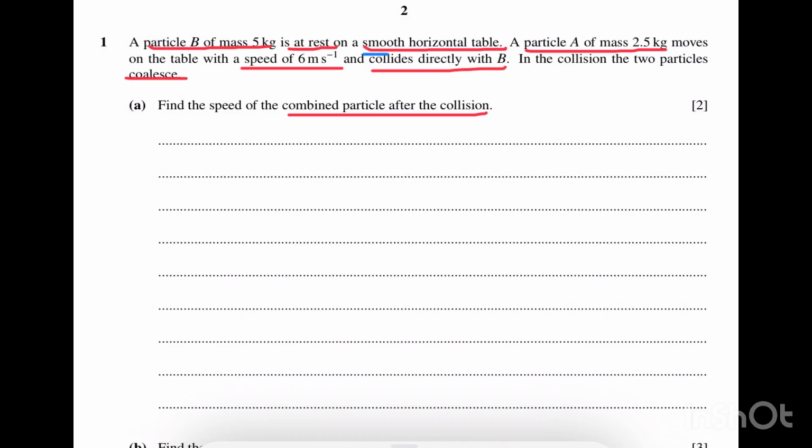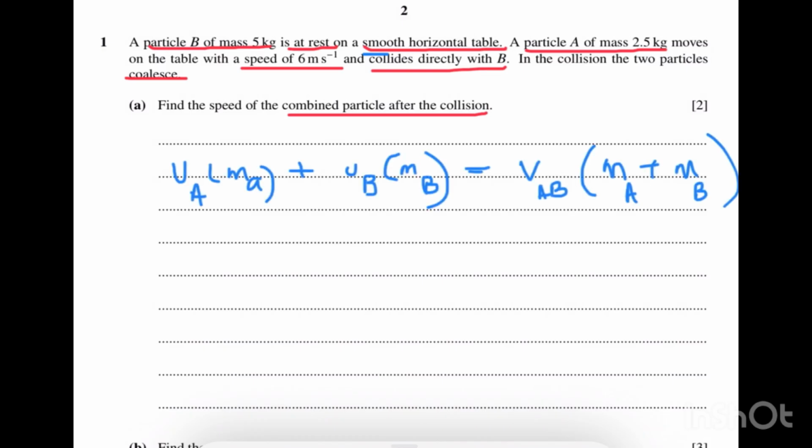So first let's write the formula in terms of this question. Here I have written the formula for the conservation of momentum, where u is the initial velocity and m is the mass, and AB is the combined particle. So first let's write down what we know. The initial speed of A directly before collision is given to us as 6. So this will be 6, and the mass of A was 2.5, and then we have the initial speed of B, which was 0, so this entire term will become 0, so we don't need to add.